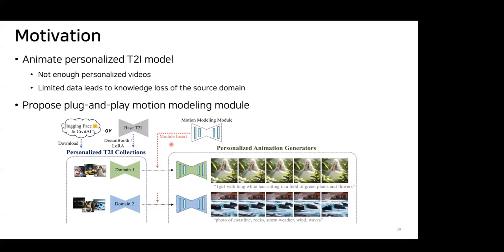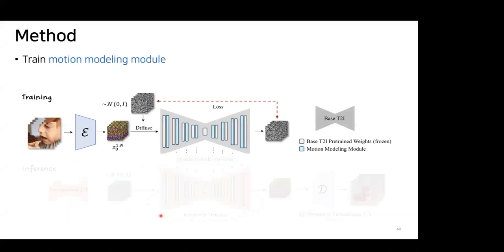So they proposed this plug and play motion modeling module, which can be trained explicitly and inserted into any kind of personalized text to image model, as long as they share the same base model. So as you can see, this motion modeling module is trained explicitly and inserted into any kind of personalized text to image models.